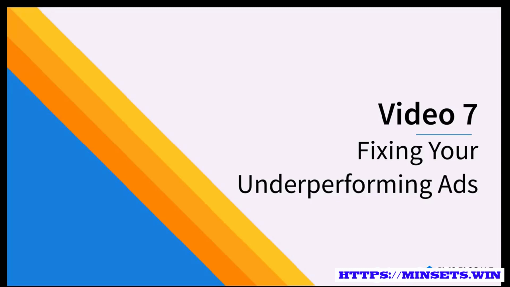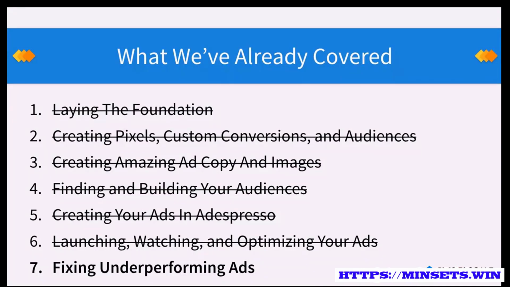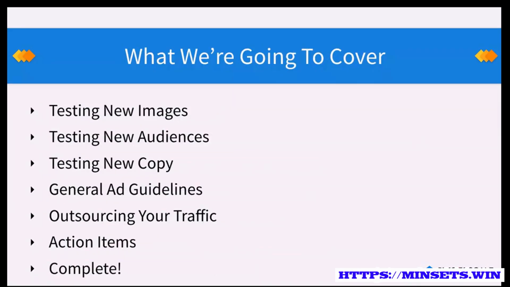How do you make those tests and those tweaks if things aren't going quite right, or even if you want to scale and they are going well? We've covered a whole lot up till this final video. You've built up your audiences, you've created great copy, you've launched your initial ads, everything is set up right. And now it's just about actually doing the optimizing and fixing underperforming ads to go out there and get the results that you've really earned here.